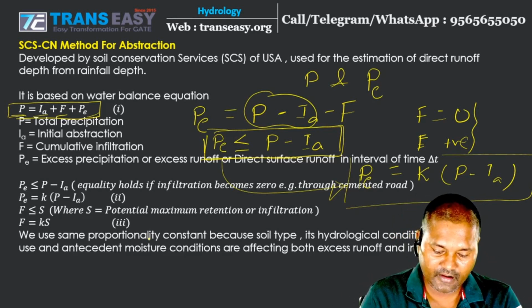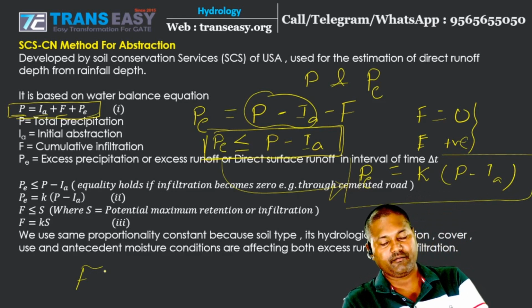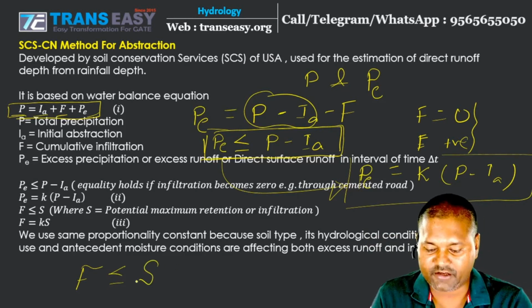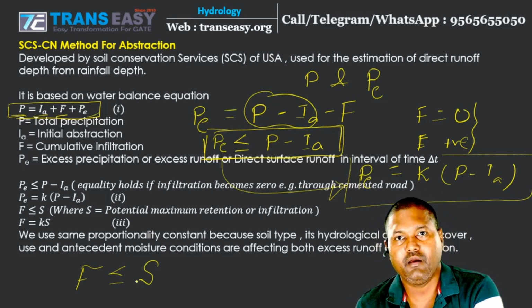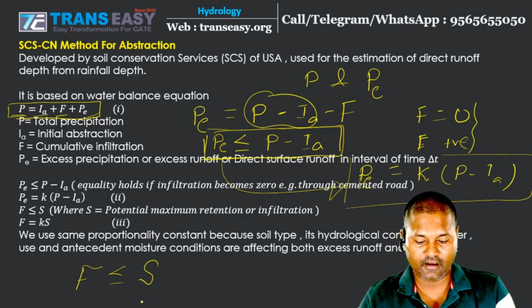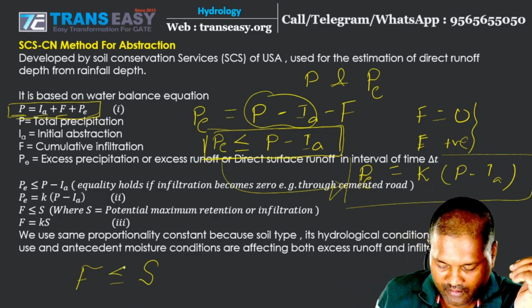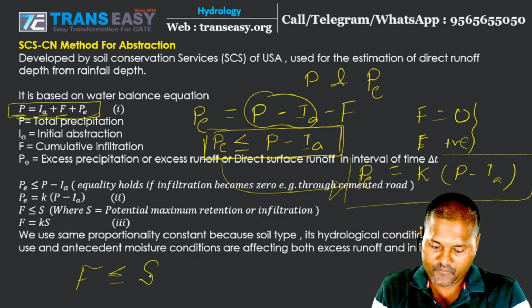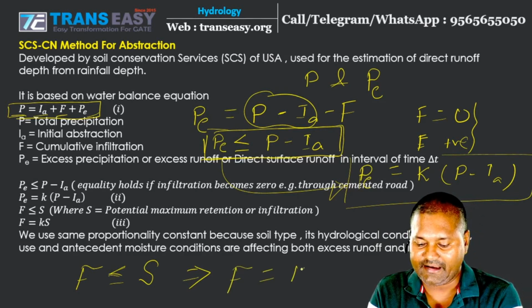Now dear students, we define that total infiltration is less than or equal to the potential maximum retention or infiltration. Maximum possible infiltration is S. So in real cases, the value of infiltration may be less than or equal to this potential maximum infiltration. Now we can write F is equal to K times S.